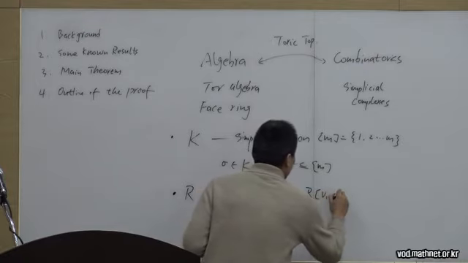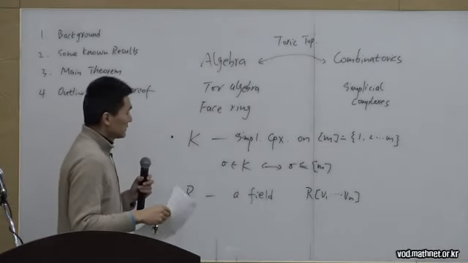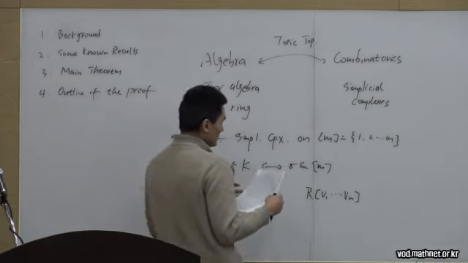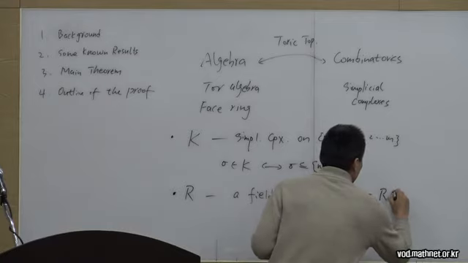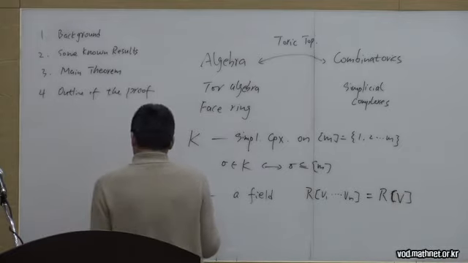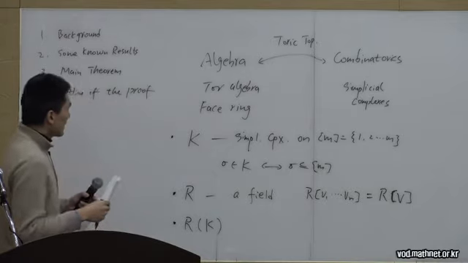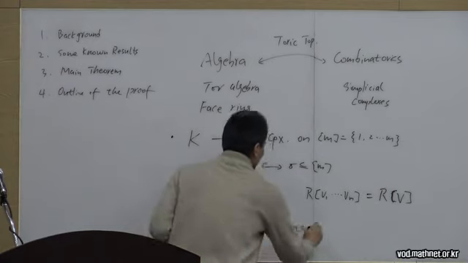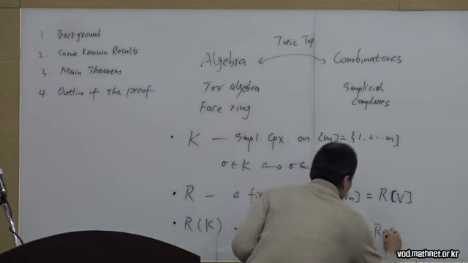In particular, I use this to represent a polynomial ring over R with m variables, v1 to vm. And I also use this to denote this ring, R[v]. Okay. In addition, I define R[K]. So this is a face ring, or Stanley-Reisner ring.